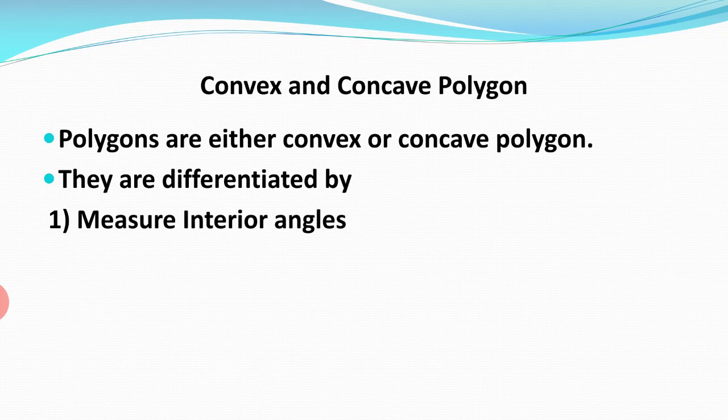Measure of interior angles. As I told you, if interior angles are less than 180, then that will be convex. And if at least one is greater than 180, then it will become concave. And position of diagonals. Diagonals in a convex polygon are always inside the polygon. And in a concave polygon, one or more diagonals lie outside, in the exterior. Is it clear? We can have some figures to clear this.